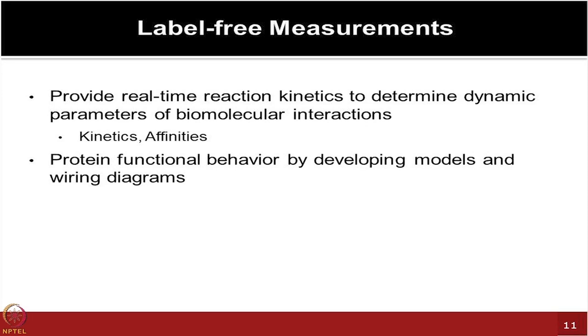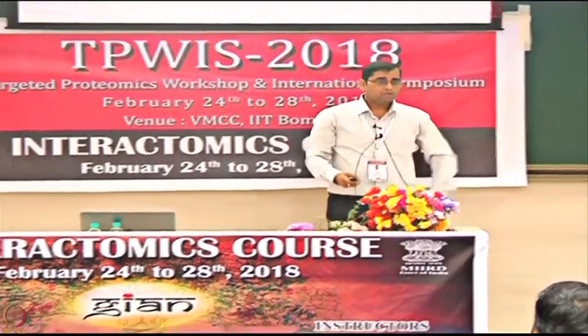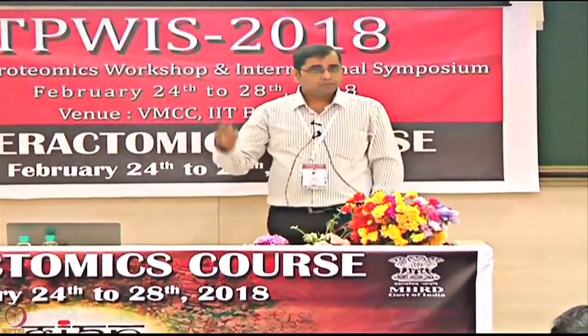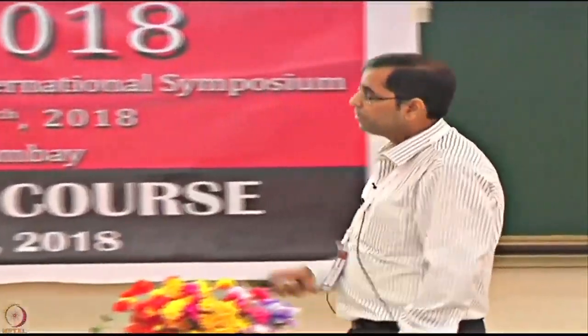That kind of thing is really going to happen if we have the available information at each level: the on rate of binding, the off rate of binding, the KD value, and then you build the models. That's where a lot of systems biologists have started working in this area, and they are going to contribute much more heavily towards these directions.